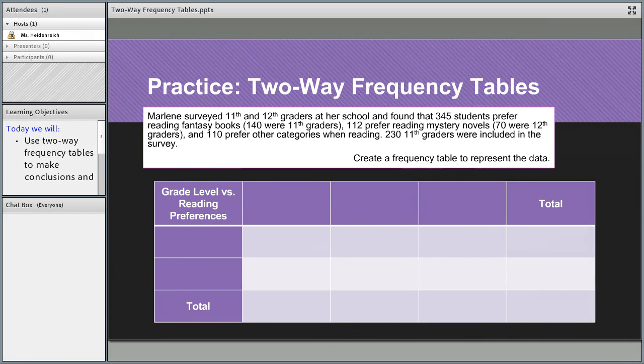All right, I have one more practice for us to think about, and this one is asking us to create a frequency table.